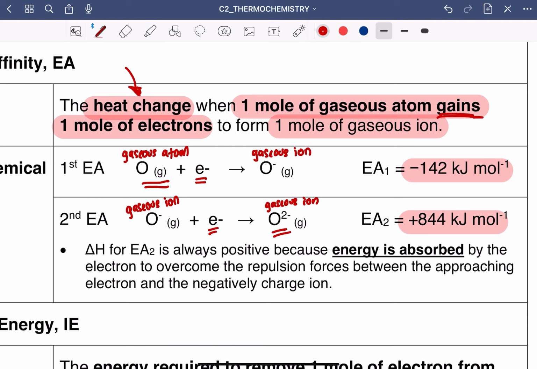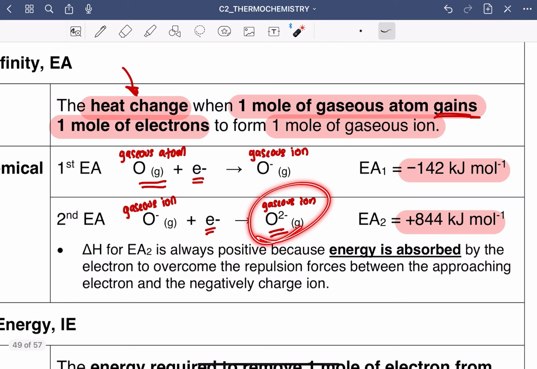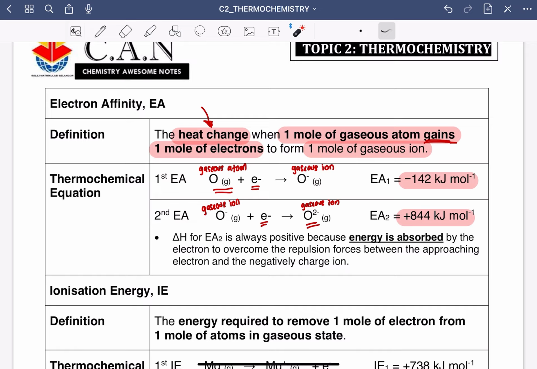How about third EA? If you want to think about third EA, this one accepts another 1 electron, and so on until it is used up. Oxygen, how many electrons does it have? It has 6 electrons, right? So from the 6 electrons, overall it will have up to 6 EA, like that. So that is EA.